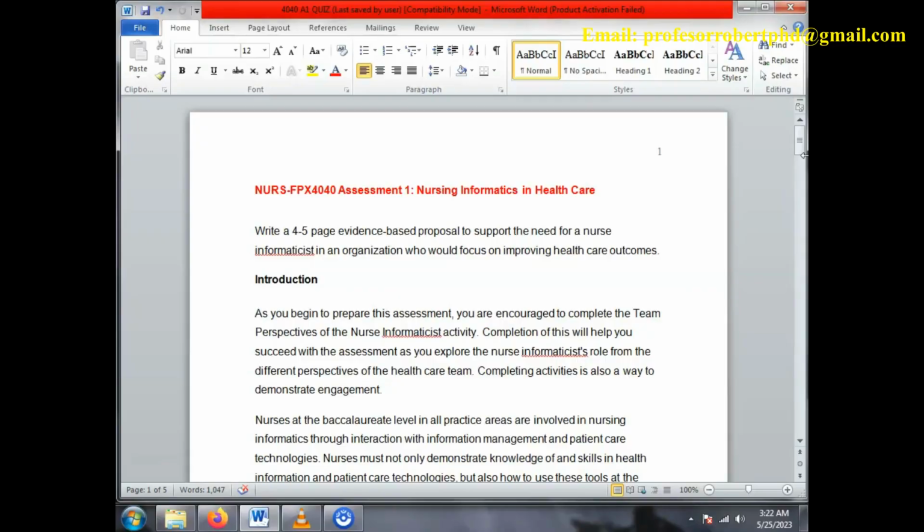NURS-FPX4040, Assessment 1. Nursing Informatics in Healthcare. Write a 4 to 5 page evidence-based proposal to support the need for a nurse informaticist in an organization who would focus on improving healthcare outcomes.